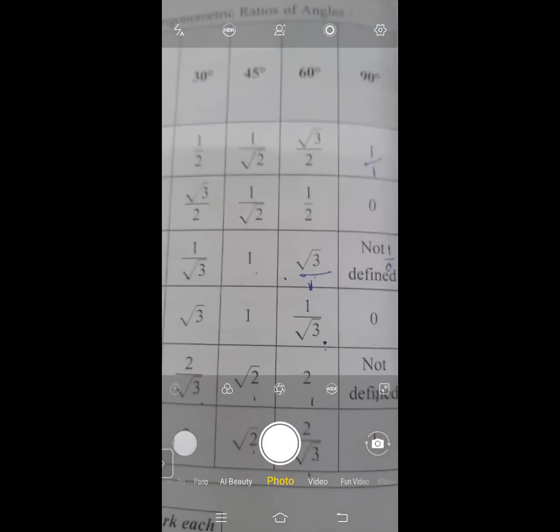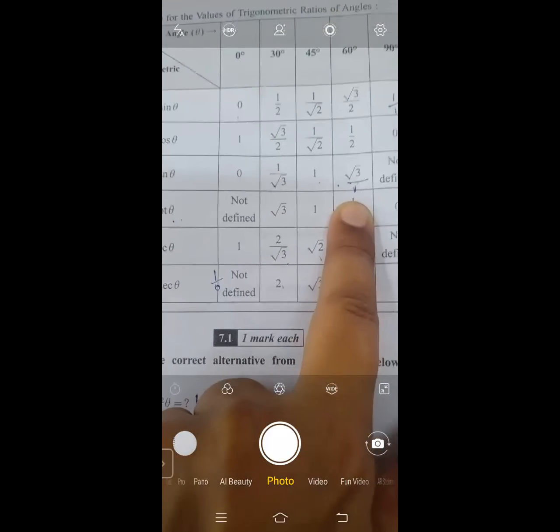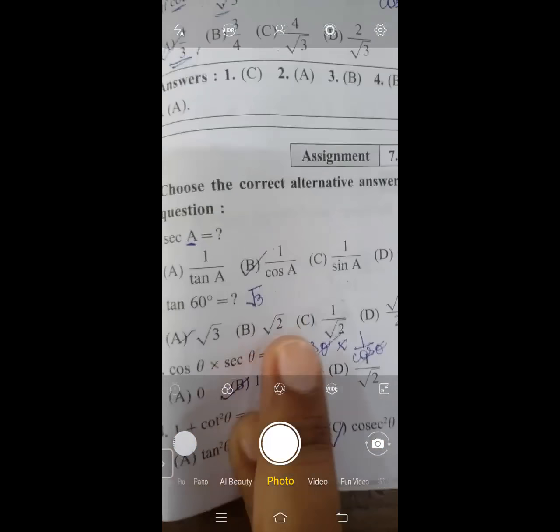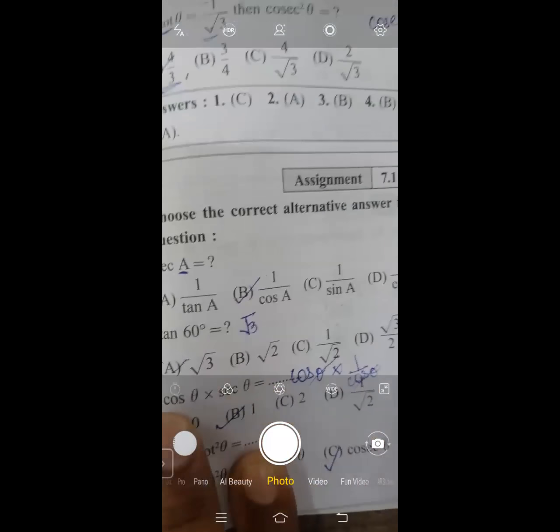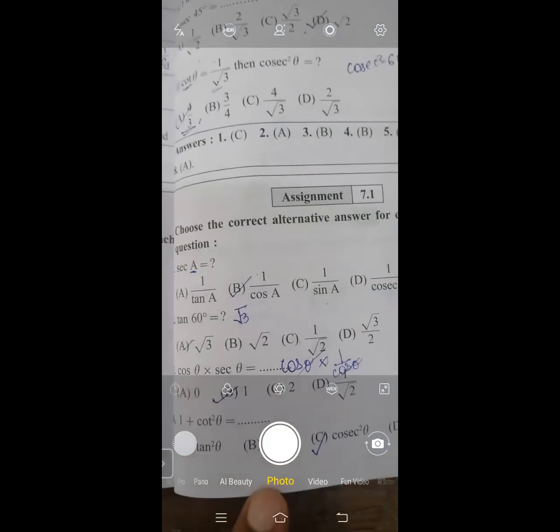Then we took tan 60 degree, the value of tan 60 degree. We went through this table. In the row of tan, column of 60 degree, it is √3. So the value of tan 60 degree is √3. Go through your options. The correct option is √3. Write the options properly. These are very easy 1-mark questions of choosing the correct alternatives, which will help you to gain marks.